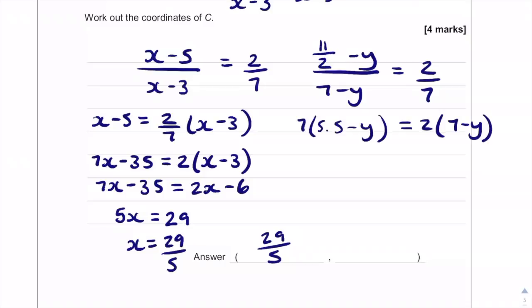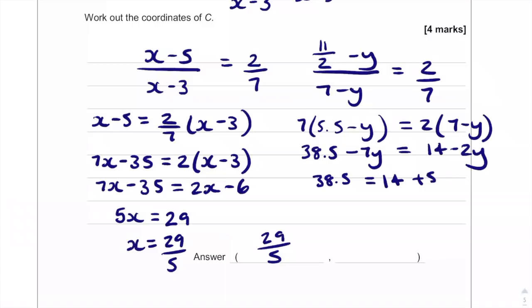And then for y, I can do 7 times 5.5. 7 times 5 is 35. 7 times a half is 3.5. So that's going to be 38.5 minus 7y is equal to 14 minus 2y. I can then add 7y to both sides. I get 38.5 is equal to 14 plus 5y. Subtract 14 from both sides and you get 24.5 is equal to 5y. So y is equal to 24.5 over 5.